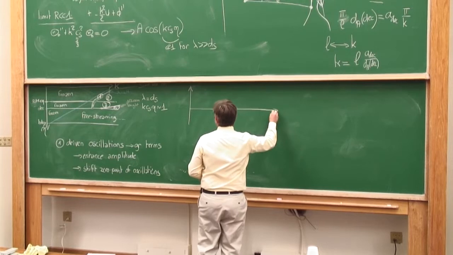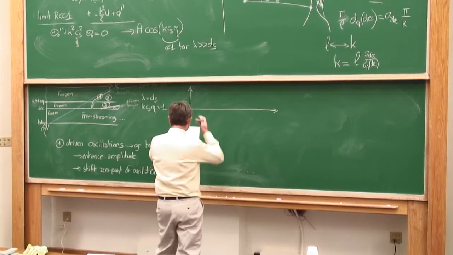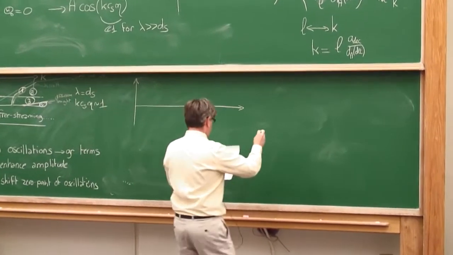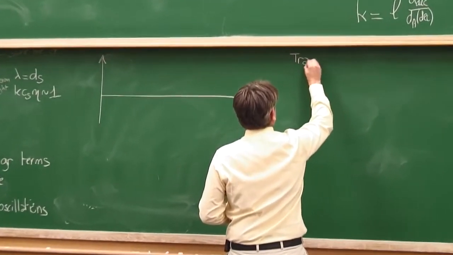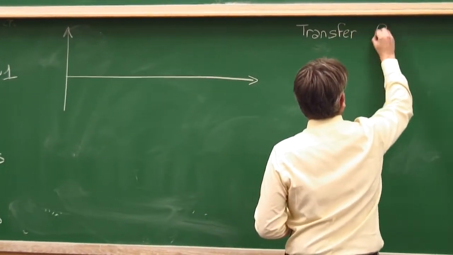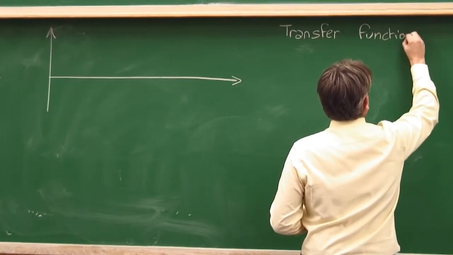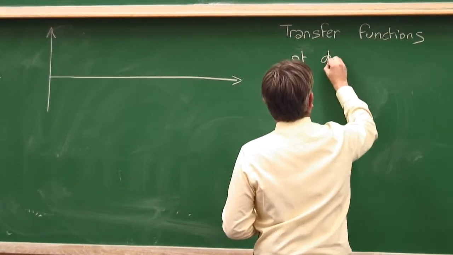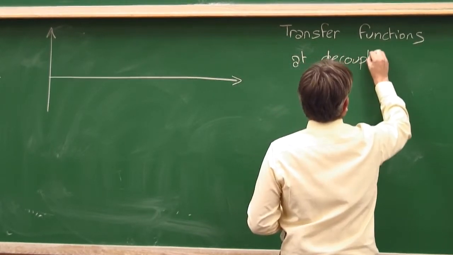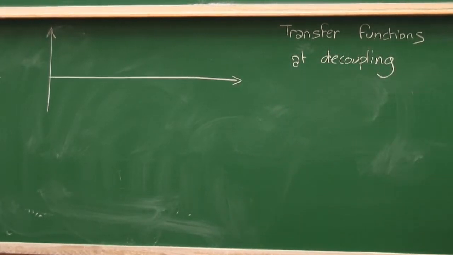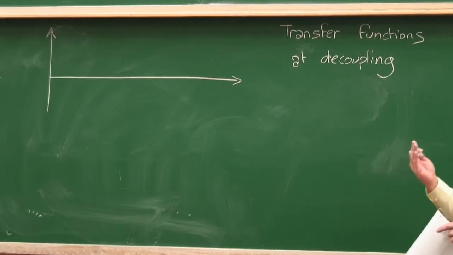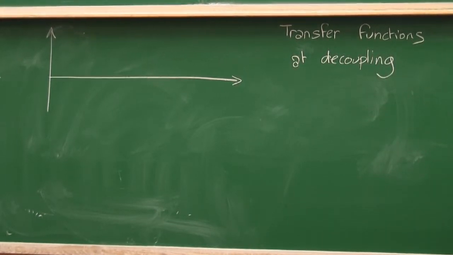Okay, in this plot, we are going to show transfer functions at decoupling. Because we said before that the CMB spectrum is related to the Fourier spectrum at decoupling of theta plus psi for Sachs-Wolfe, theta b for Doppler. This is the quantity that I want to show. Then we will take the square of these transfer functions, and we will get a qualitative spectrum.